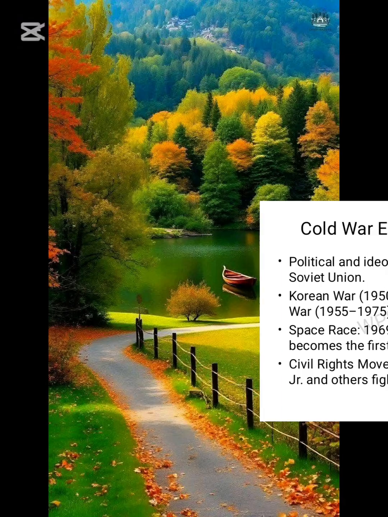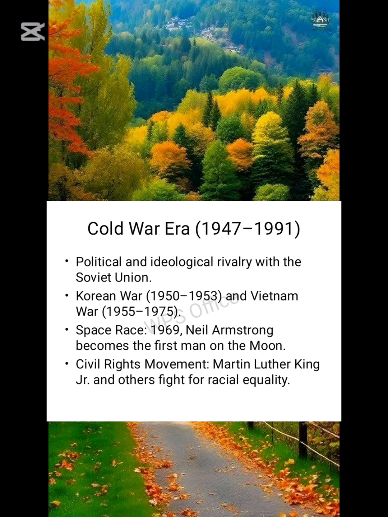8. Cold War era, 1947–1991. Political and ideological rivalry with the Soviet Union. Korean War 1950–1953 and Vietnam War 1955–1975. Space race: 1969, Neil Armstrong becomes the first man on the moon. Civil rights movement, Martin Luther King Jr. and others fight for racial equality.